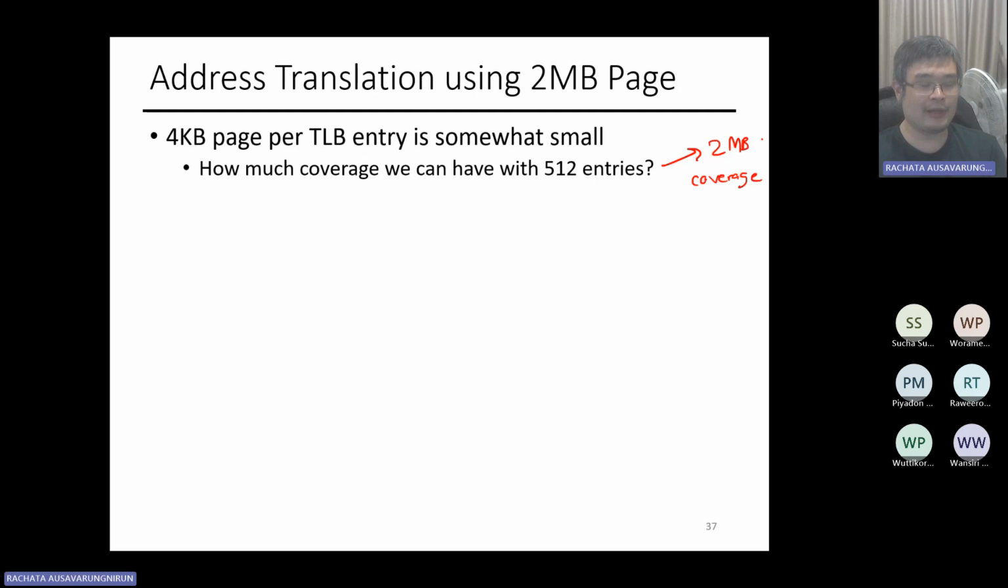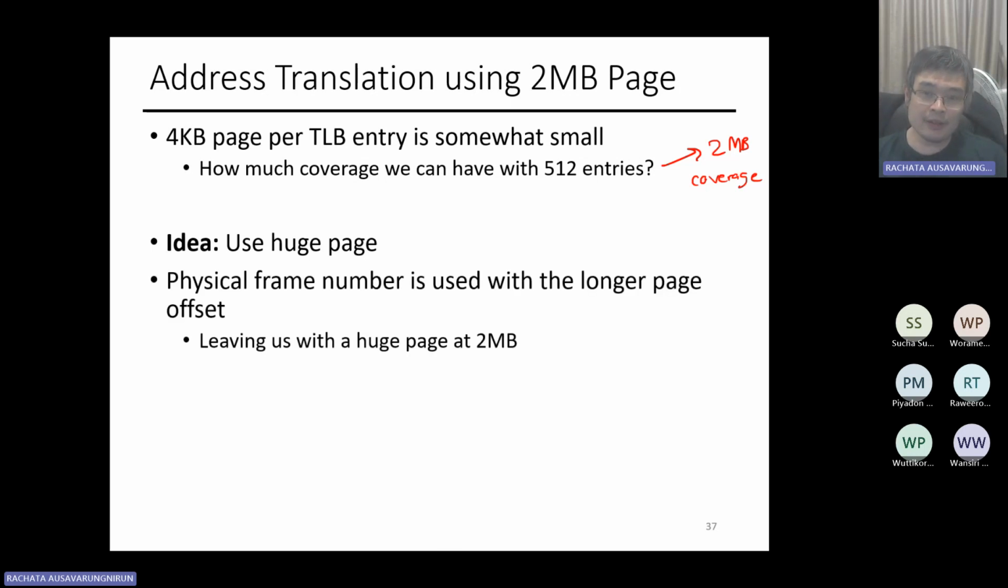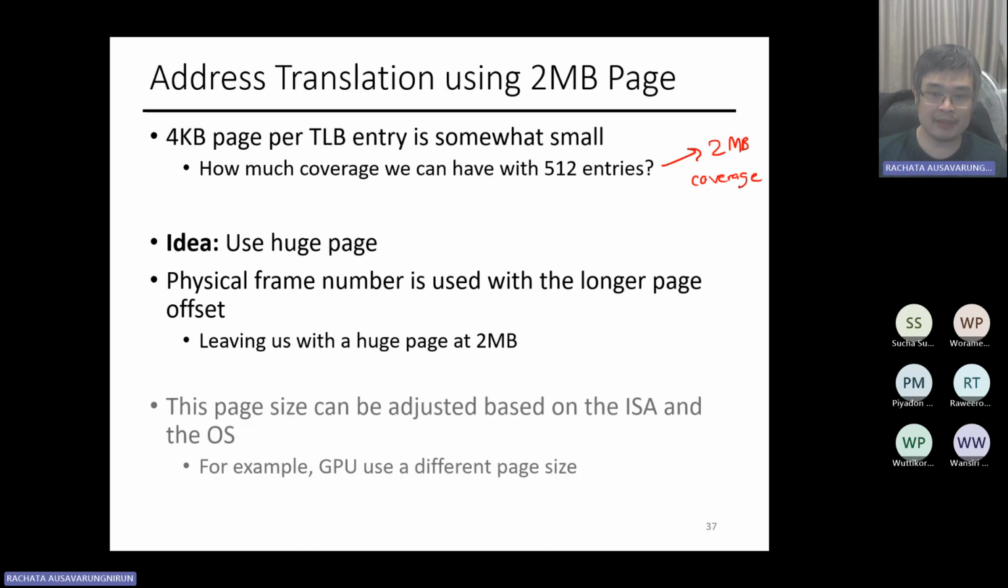How many of your programs use more than 2 megabytes of memory? Quite a lot, right? With modern day applications. So there are also ideas to make this page size bigger. So now one single entry might cover, say, 2 megabytes, right? You can use the physical frame number in the second level with the longer page offset, which leaves us a huge page at 2 megabytes, right? And basically now modern OSes also give you the option to adjust this.